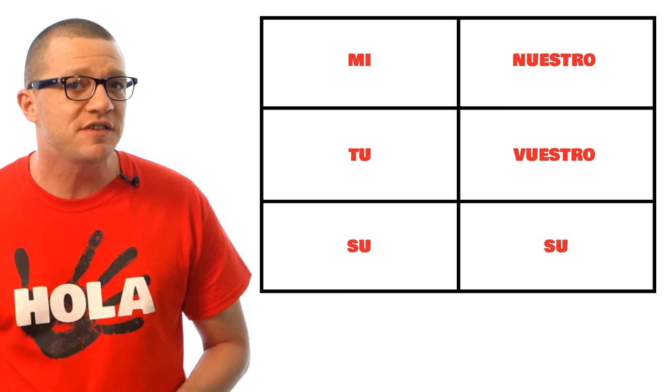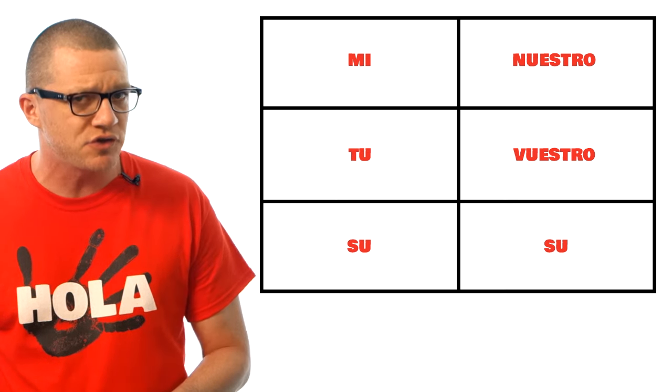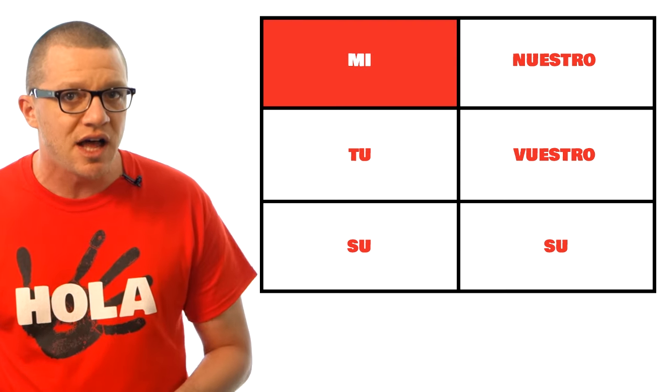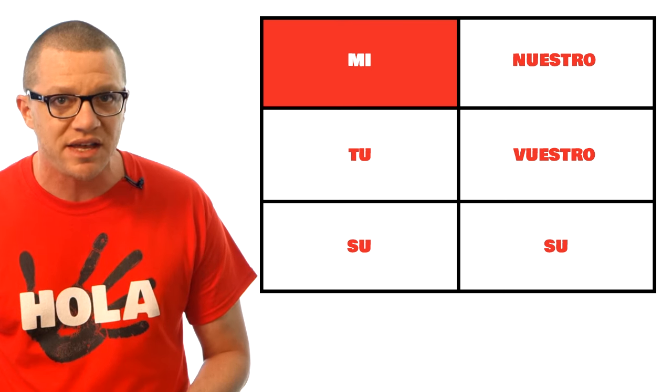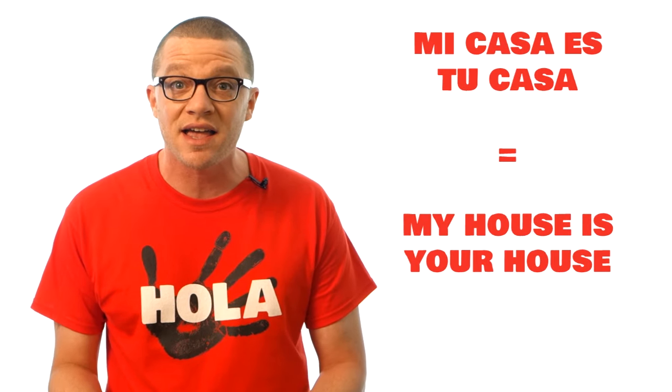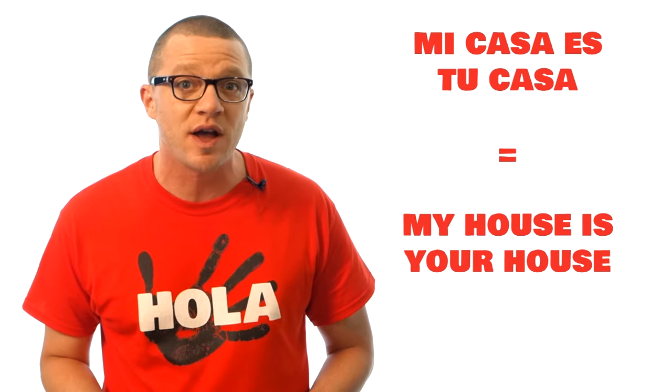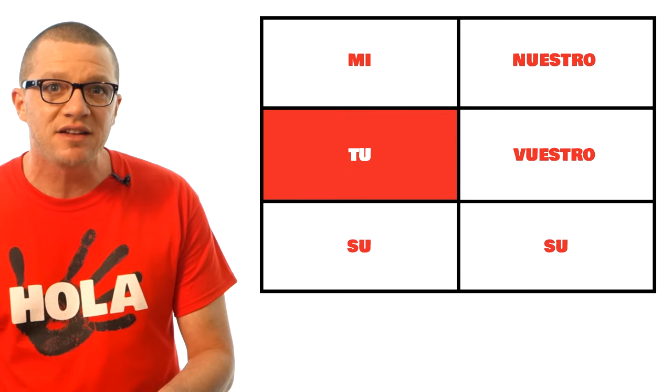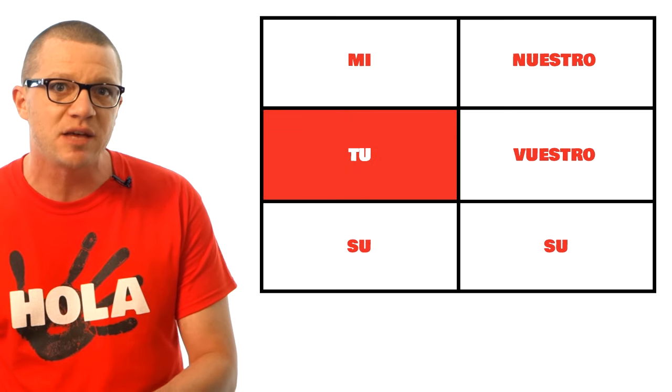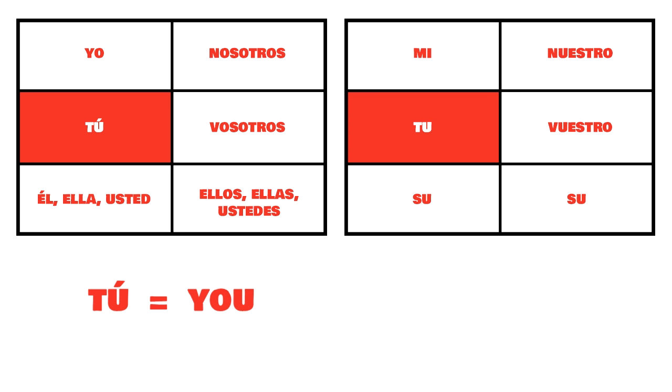Here are all the possessive adjectives in Spanish. Let's look for the interesting stuff. First, mi looks a lot like my, which is what it means. Mi is my. Mi casa es tu casa. My house is your house. Then tu is almost exactly like the subject pronoun for that same spot. Take a look. Tú with the accent is the subject pronoun and means you. Then tu without the accent is the possessive adjective and means your. They're both said the same, or basically the same. I say them the same for sure. So this one's really easy.